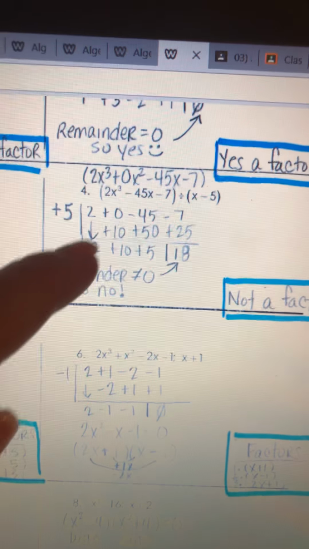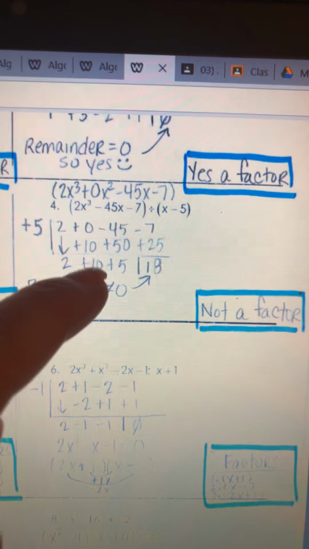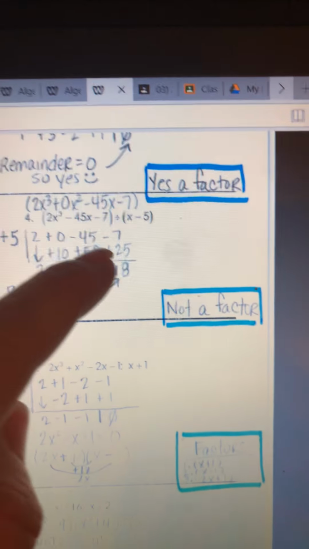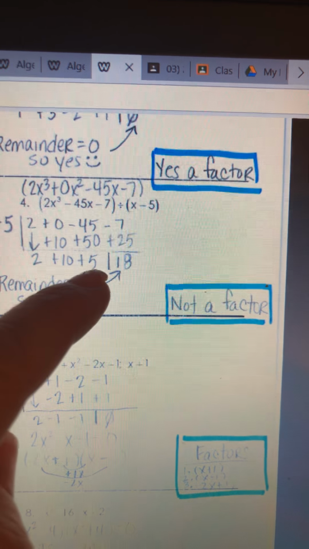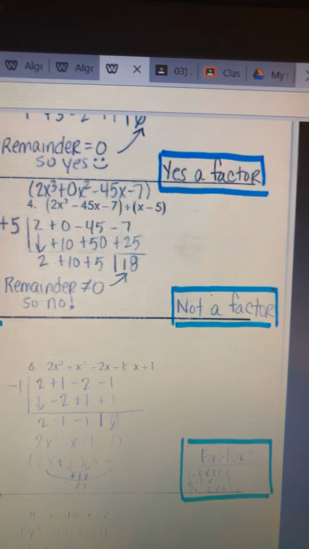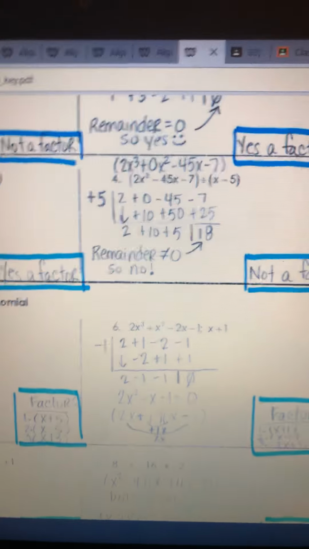So we have 2, 0, -45, and -7 as our coefficients. So what we did is we just brought down the 2, multiplied 5 times 2 to get 10. Then you have your 10. 5 times 10 is 50, -45 plus 50 is +5, and finally 5 times 5 is 25, and -7 plus 25 is 18. So, not a factor, the answer is no.